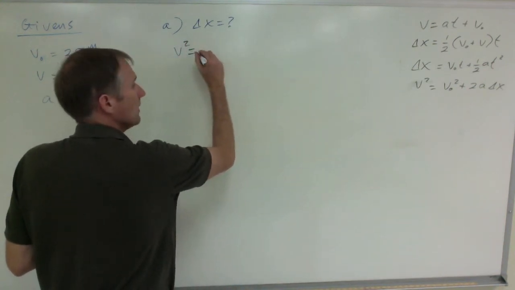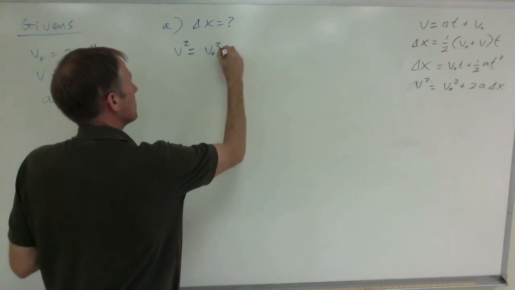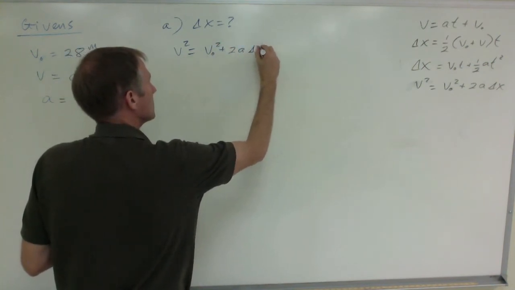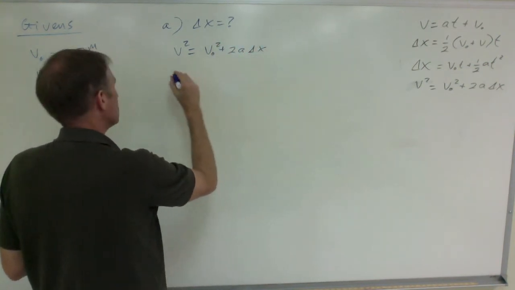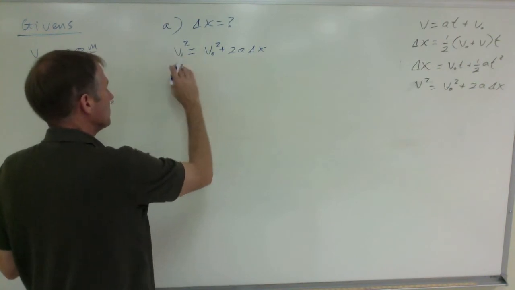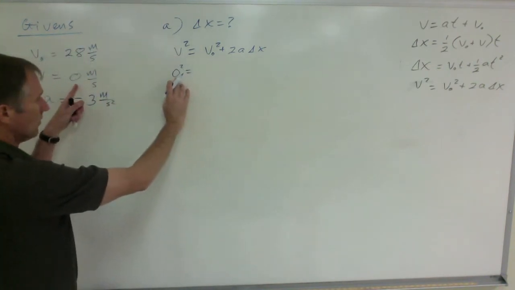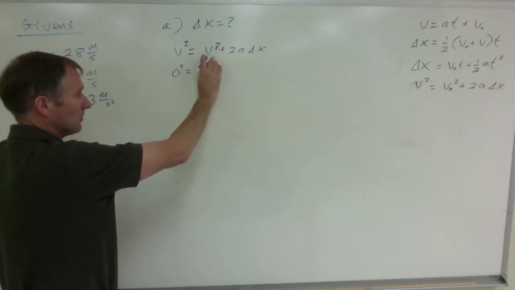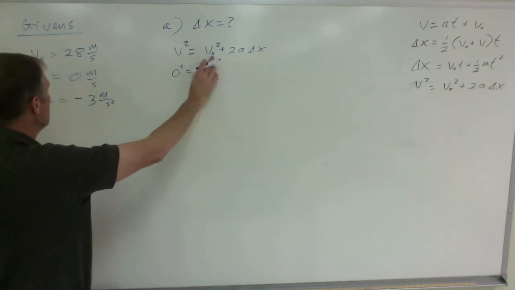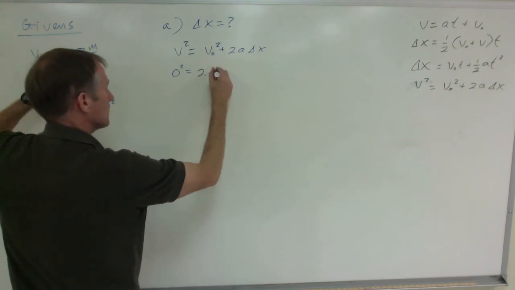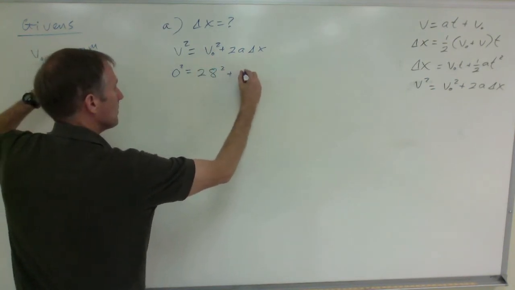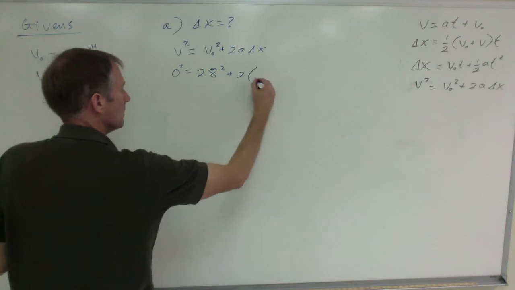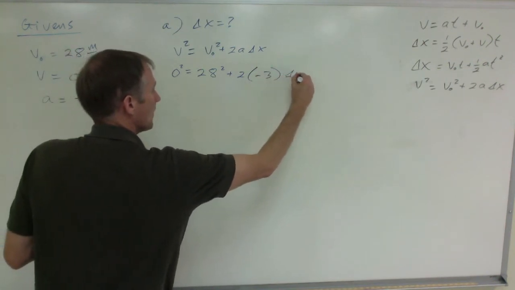v squared equals v sub 0 squared plus 2a delta x. Let's put in our numbers. v is 0. That's the velocity in the end, right? Which is 0. It stopped. That's v. v sub 0 is the velocity in the very beginning at 0 seconds. That's what that little sub 0 means. That's 28. Don't forget to square it. Plus 2 times negative 3 times delta x.